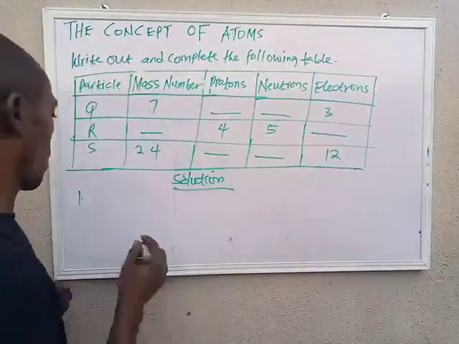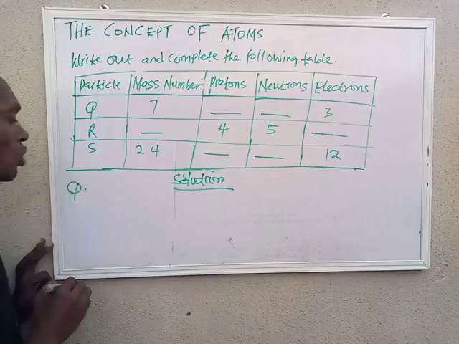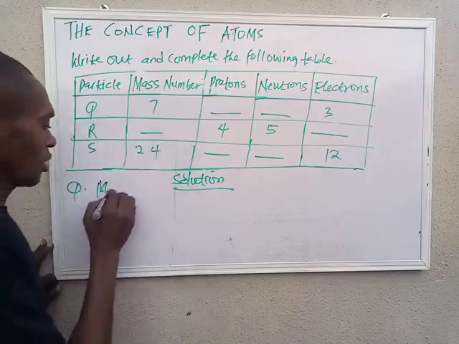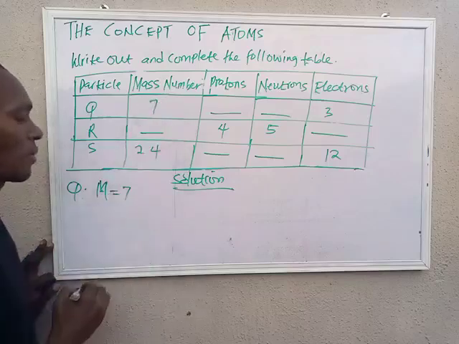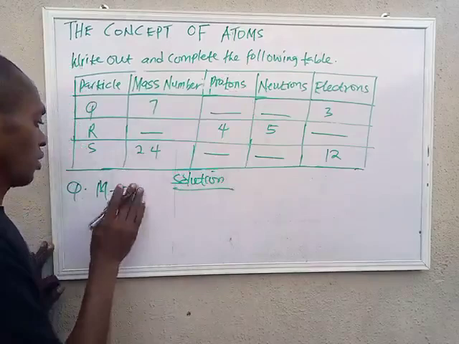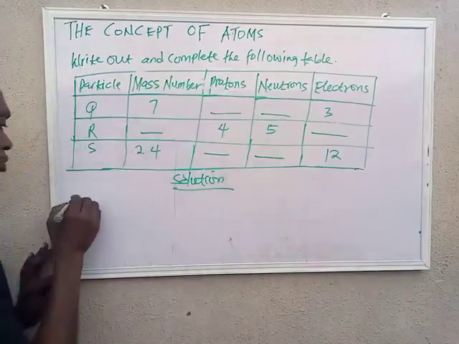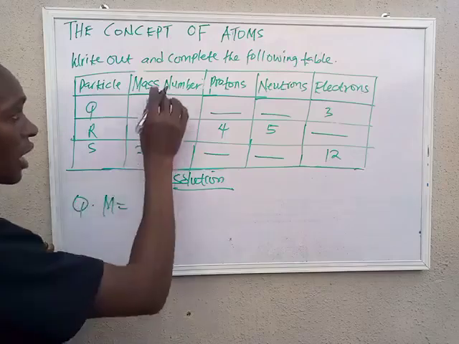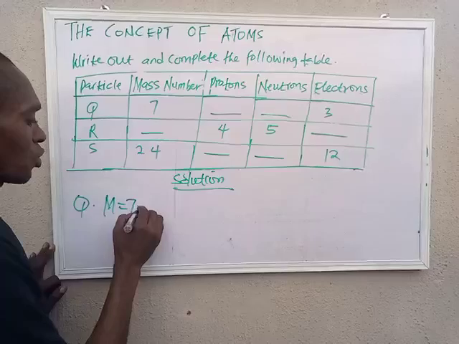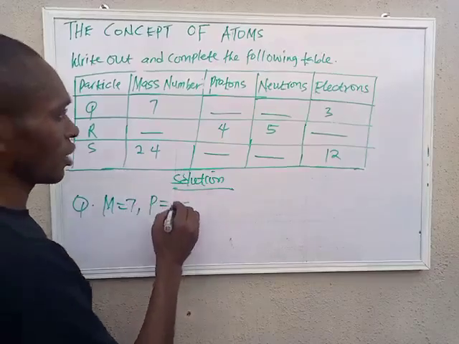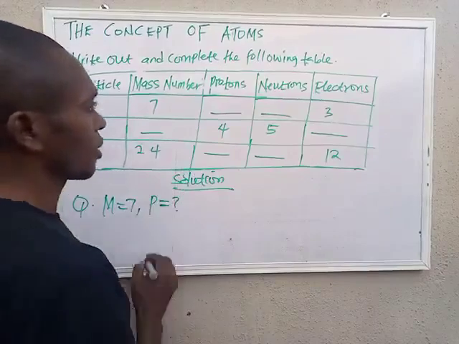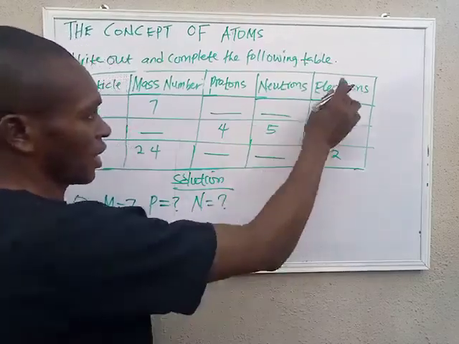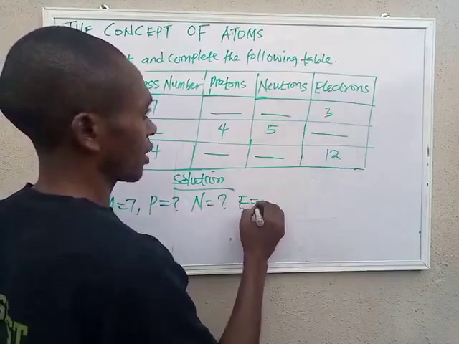Now we begin with Q. For particle Q, we have mass number, we will use M to represent that. Mass number is equal to 7. Number of protons, P, is not given, that's a question mark. Number of neutrons are also not given. Number of electrons are given as 3.